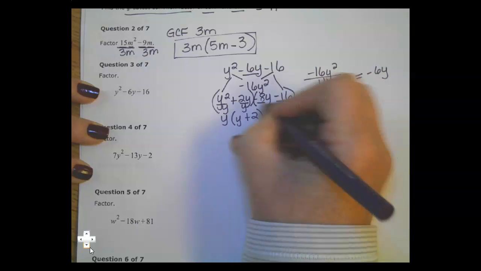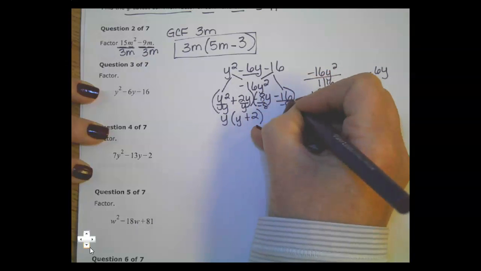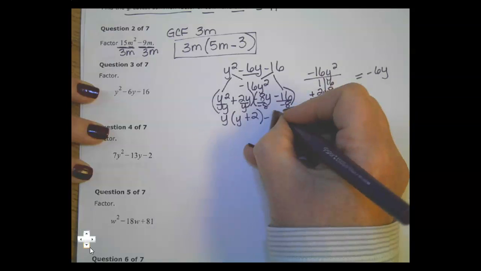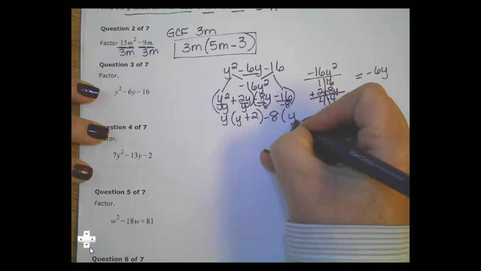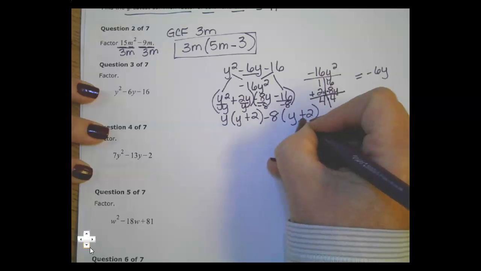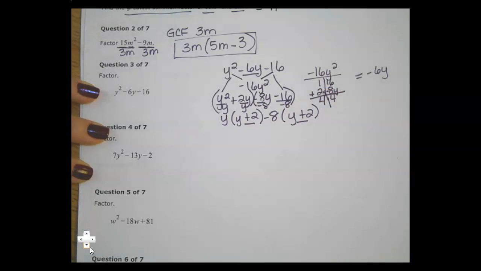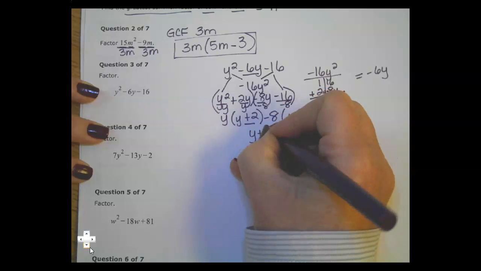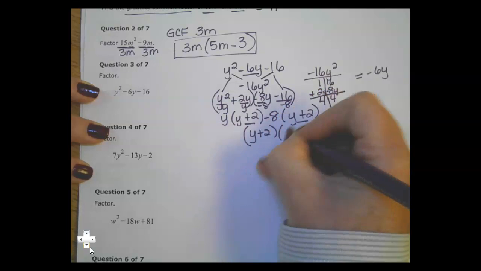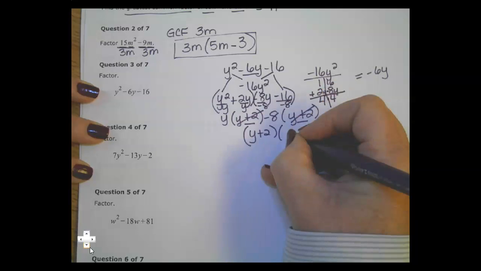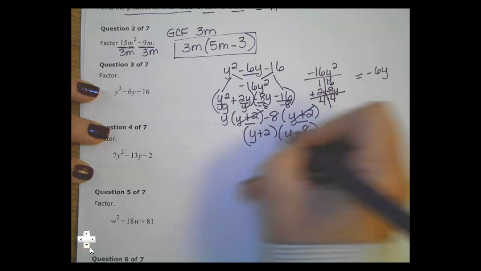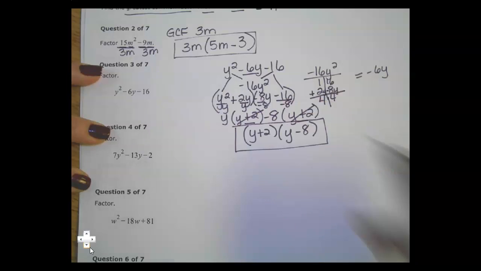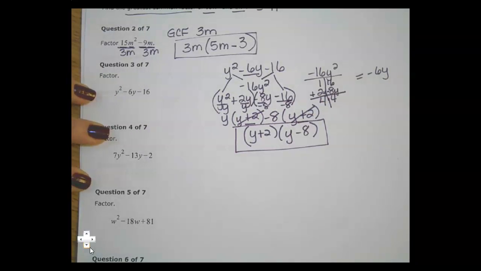Over here, it looks like a -8 would be in common. So I'm going to take out that -8, and I'm left with y plus 2. So these two things are the same. So that's also in common. So we're going to take that out. So y plus 2 out. And what's left once we take that out? Y minus 8. And that is my final answer for number 3.